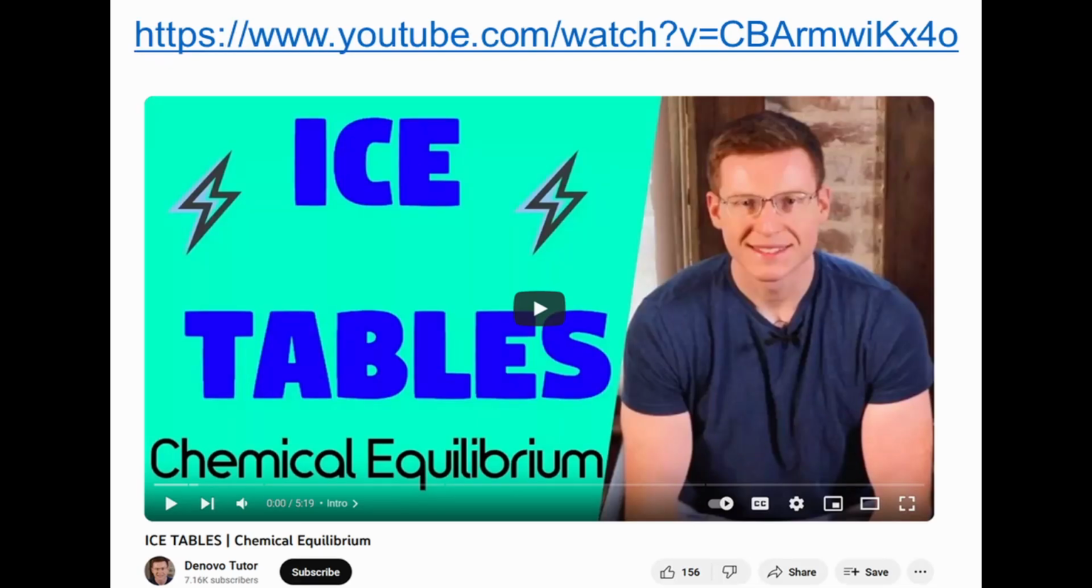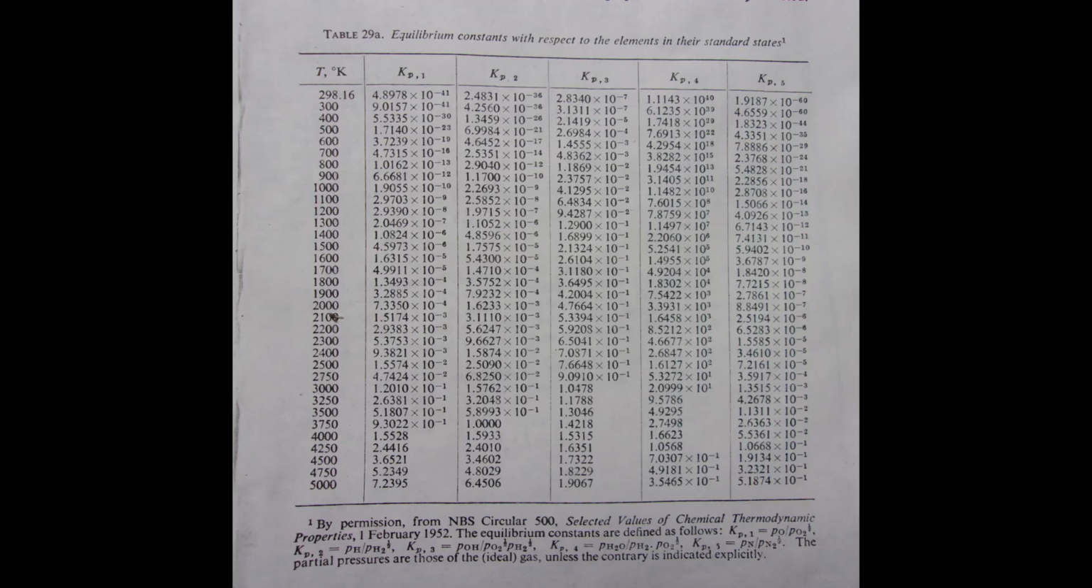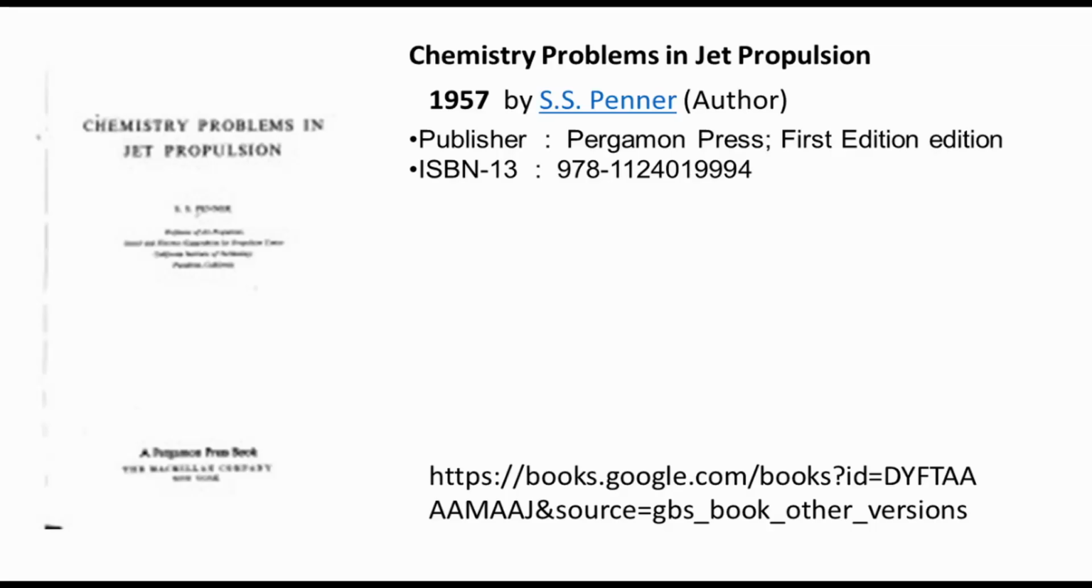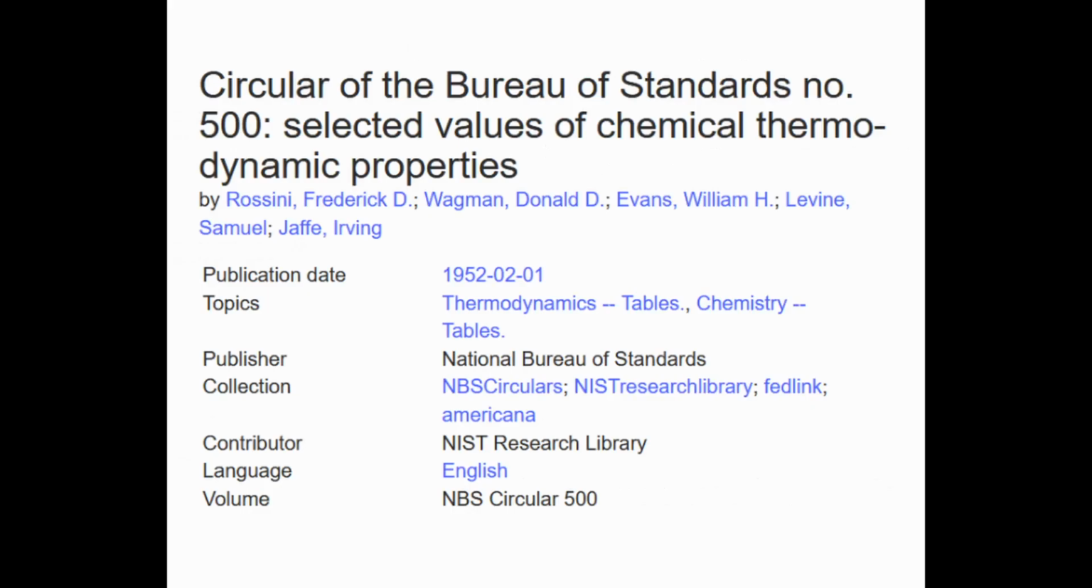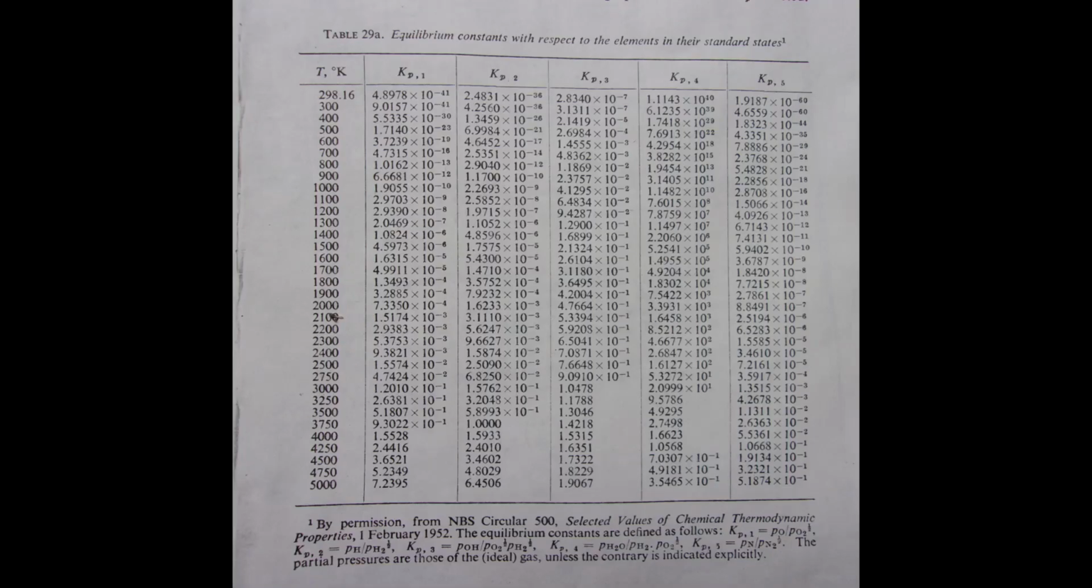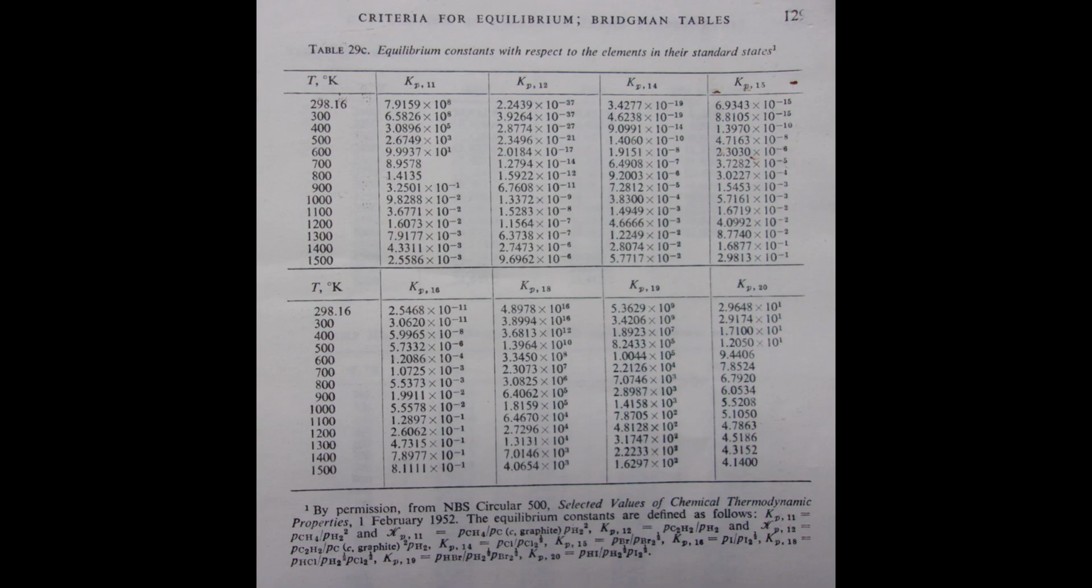Chemical equilibrium is discussed in depth on the YouTube channel De Novo Tutor at the link I post below. I gained my own knowledge of chemical equilibrium from UC San Diego professor Stanford Penner's book, Chemistry Problems in Jet Propulsion. And I borrow Penner's equilibrium tables, which he in turn borrowed from the National Bureau of Standards NBS Circular 500. Chemical equilibrium tables will help us get the x-mole fraction of each chemical species at a predicted temperature.